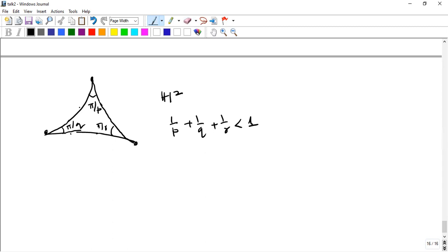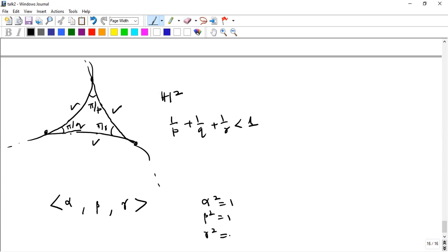And now look at the group generated by these triangles, I mean, the sides extend. Consider alpha to be reflection about this side, beta to be reflection about this side, gamma to be reflection about this side. So alpha, beta, gamma generate a group. Alpha square equals 1, beta square equals 1, gamma square equals 1. But what is alpha beta? If you compose two reflections, you get a rotation, right? So alpha beta to the power r would be a reflection corresponding to gamma.